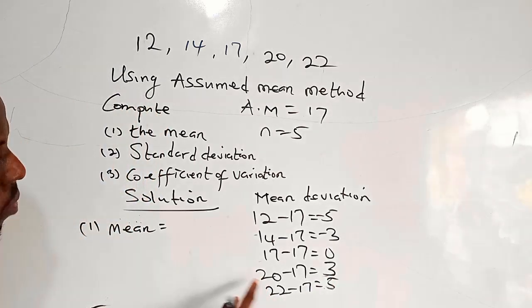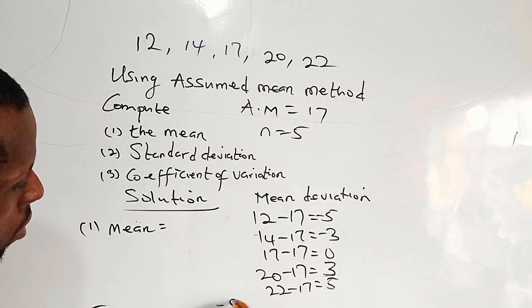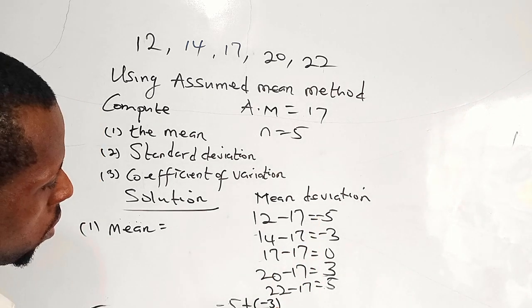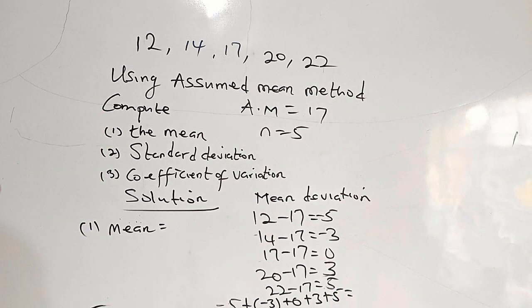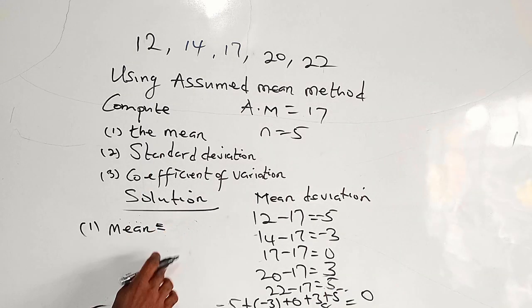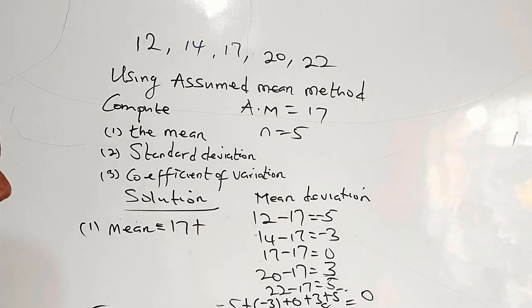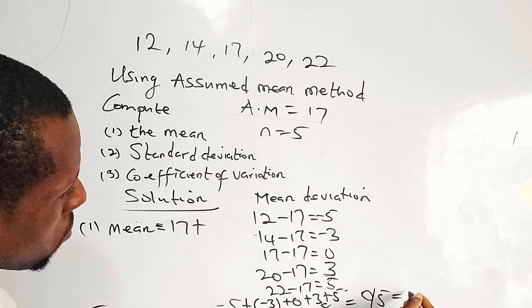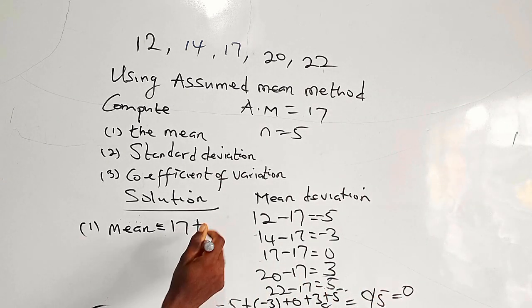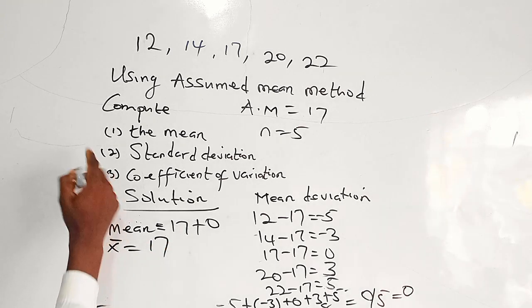What we now do is look for the sum of all these deviations, which is minus 5 plus minus 3 plus 0 plus 3 plus 5. When we add all this together, we have 0. To determine our mean, we say the assumed mean, which is 17, plus the sum of the deviations divided by the number of observations. When you divide 0 by 5, you still have 0, so our mean is 17. That is for number 1.